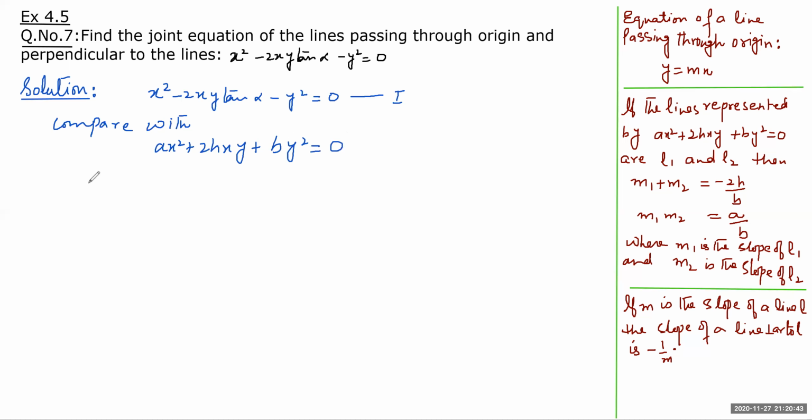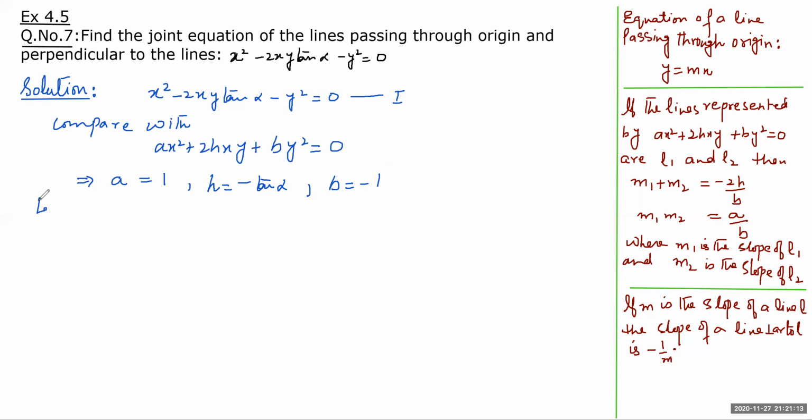This comparison gives us that the value of a is 1. Comparing the xy terms, 2h and 2 tan alpha with a negative sign, we get that the value of h is equal to minus tan alpha. And the value of b becomes minus 1.